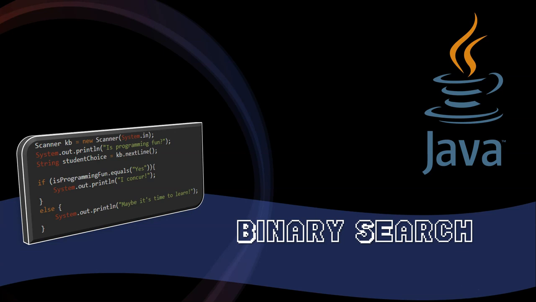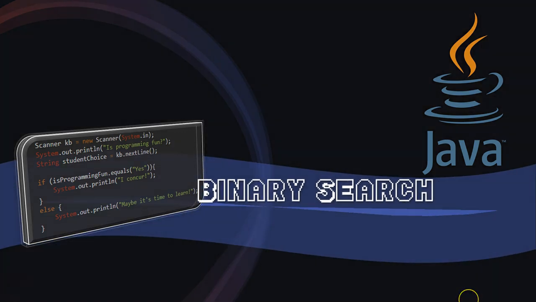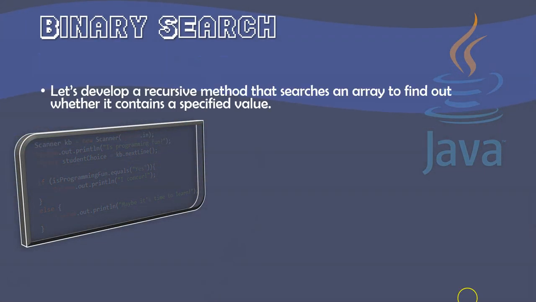And welcome back. As we continue looking at recursion, let's go ahead and use it to help us develop a new technique for sorting, which is that of binary search. So we're going to develop a recursive method that allows us to search an array to find out whether or not it contains a specified value.